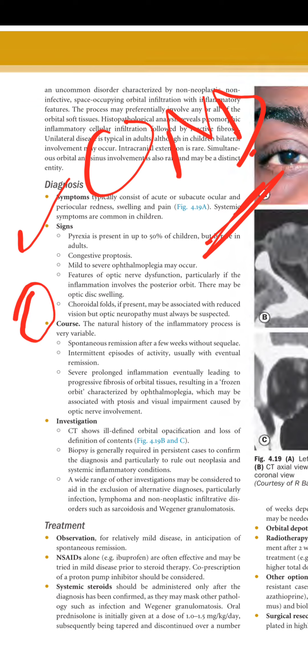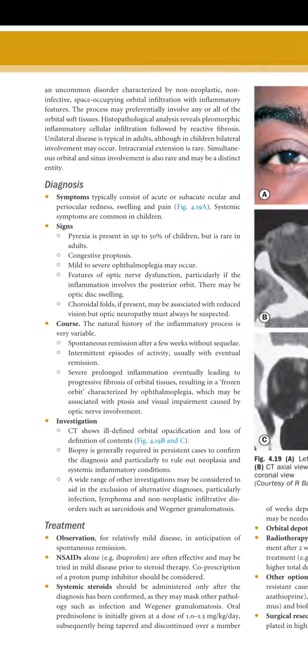So, what is the course of the disease? There are three courses of the disease. The natural history of the inflammatory process is very variable. First, spontaneous remission after a few weeks without sequelae. So the inflammation will just settle on its own after a few weeks without any other sequelae. Second, there can be intermittent episodes of activity, usually with eventual remission. So a patient may present with an episode, then have a few weeks of inactivity, and then another episode of activity, and then there will be eventual remission.